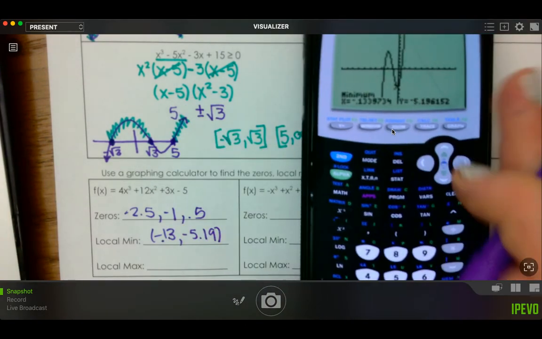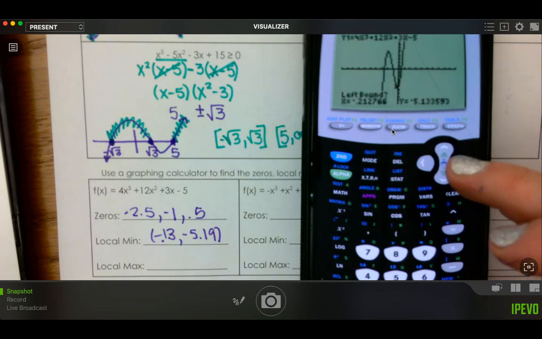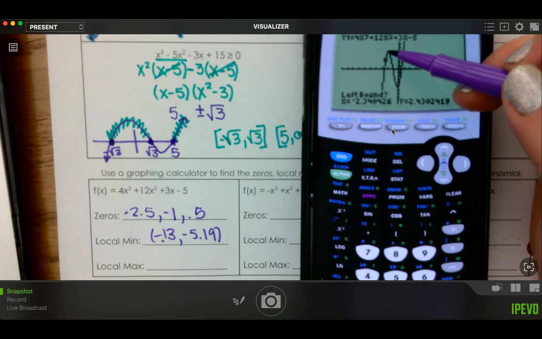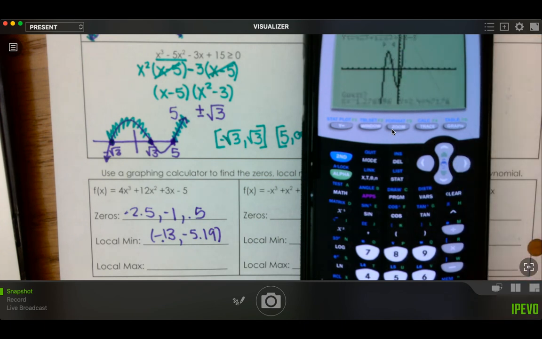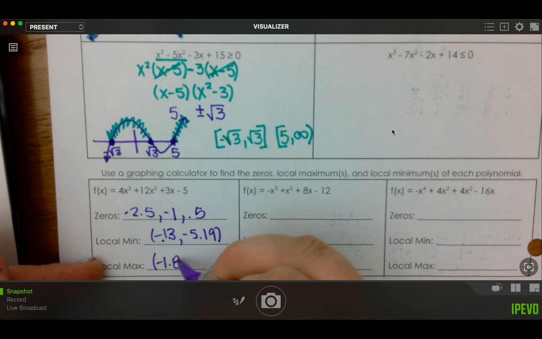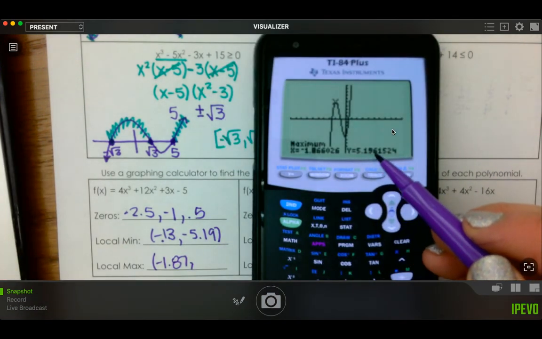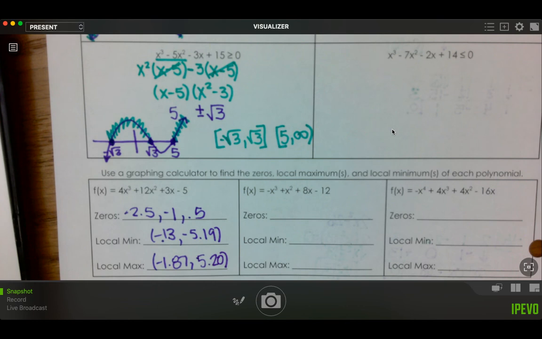And then I'm going to do the same thing for the maximum. This is the maximum right here, so I'm to the left, enter, to the right, enter twice. Negative 1.87, comma, 5 point, the 6 is going to round this to 2.